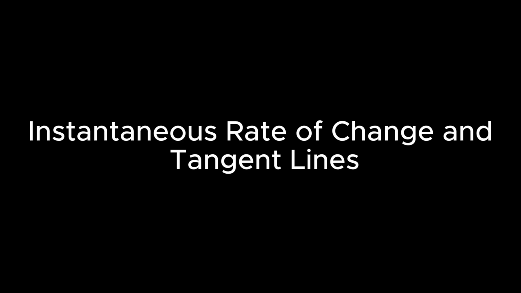Once you have the slope of the secant line, you can use the point slope formula to then get its equation. The average rate of change is one of the foundations of calculus, and it leads into instantaneous rate of change, while secant lines lead into tangent lines.